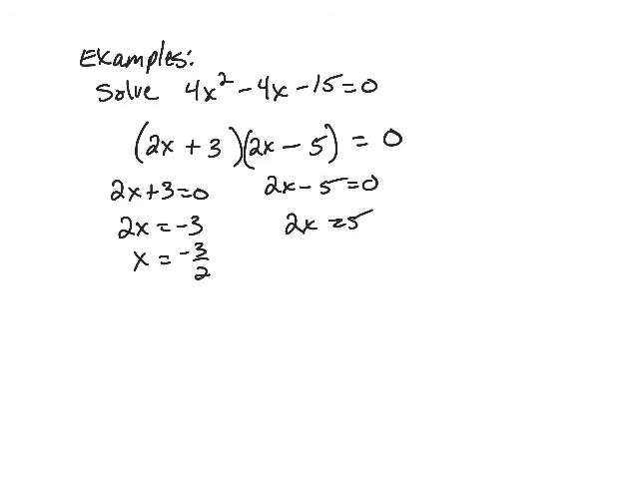2x is equal to 5. X is 5/2. So I have two solutions, negative 3/2 and 5/2. Or you can write them as negative 1.5 and 2.5.